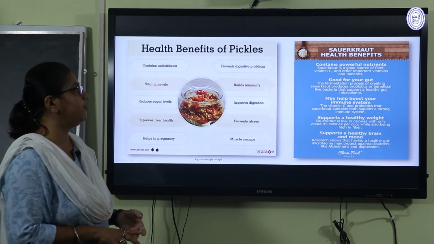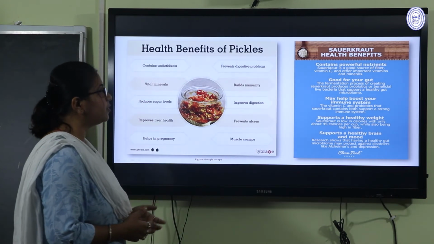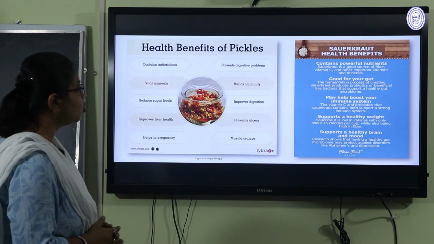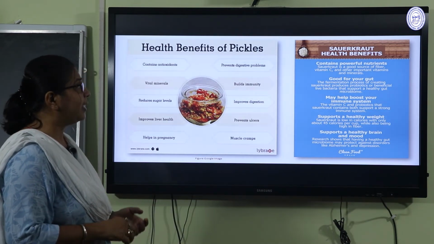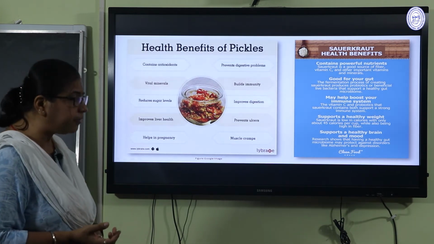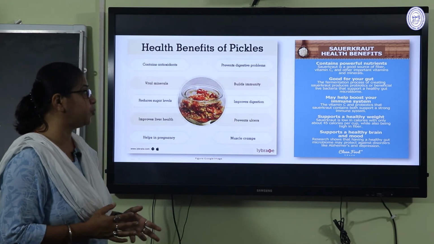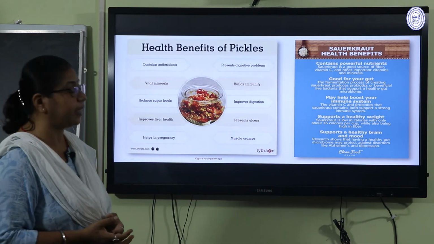Coming to the health benefits of sauerkraut: it contains powerful nutrients and is a very good source of fiber, vitamin C, and important vitamins and minerals. It is good for our gut. The fermentation process of creating sauerkraut produces probiotics, or beneficial live bacteria, that support a healthy gut microbiome.